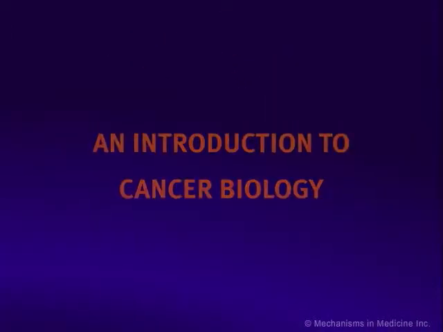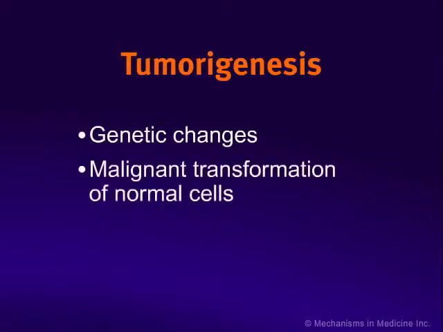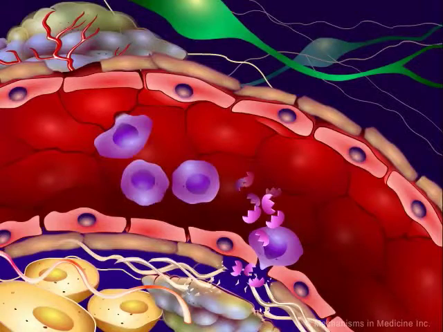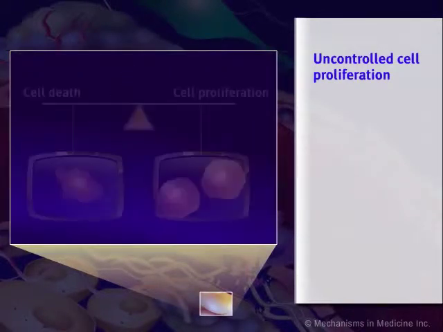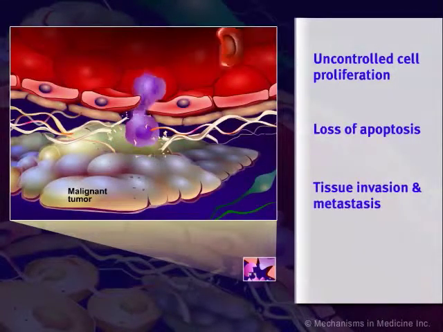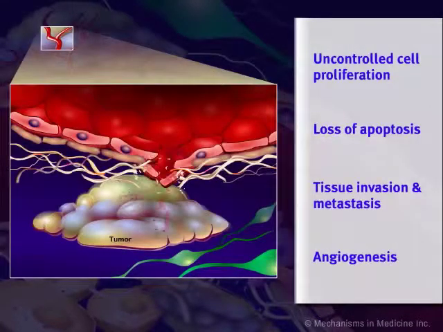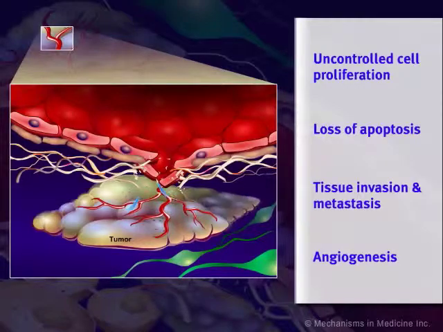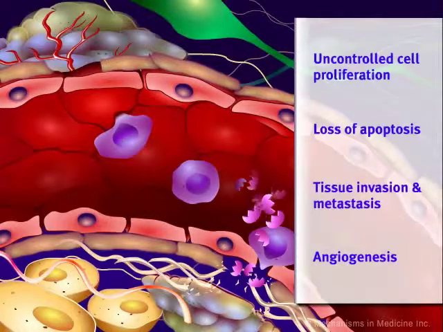As we have seen in this presentation, tumorigenesis is a complex, multi-step process that results from genetic changes and causes malignant transformation of normal cells. A summary of the characteristics common to many cancers are: abnormal signal transduction resulting in uncontrolled cell proliferation, loss of apoptosis or programmed cell death, tissue invasion and metastasis permitting spread of the cancer, and angiogenesis, leading to enhanced blood supply of tumors. Many of the components of these mechanisms are potential targets of anti-cancer therapies.